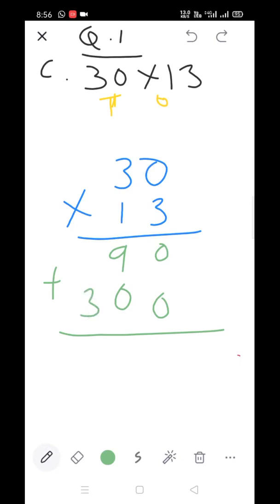Here what are you doing? Okay, so 0 plus 0, 0. 9 plus 0, 9. Here is nothing, so you can count it as 0. 3 plus 0, 3. So the answer is 390.